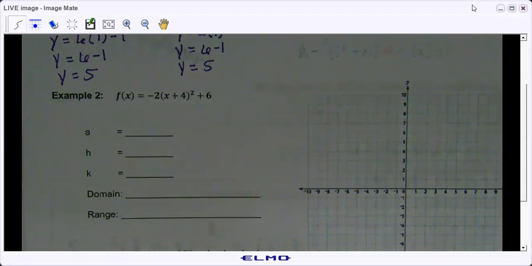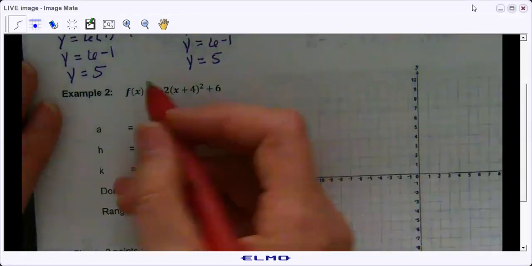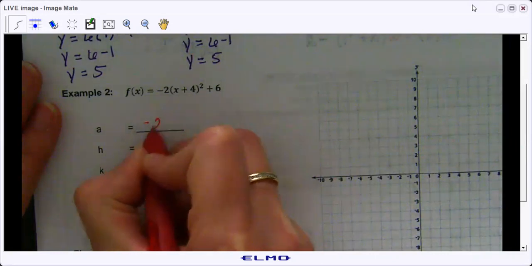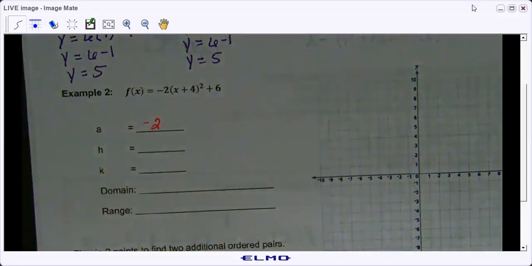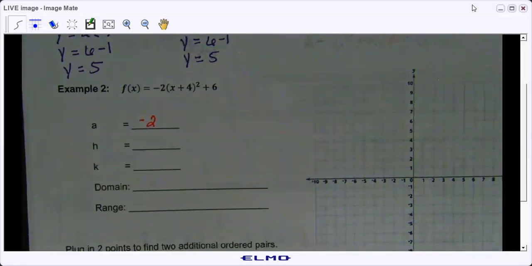Jorge, what is A? -2. What does this -2 tell us is going to happen with the graph? Yeah, that's right. It'll have a maximum, which tells us that the graph will open which way, up or down? It's down. Exactly. Good.